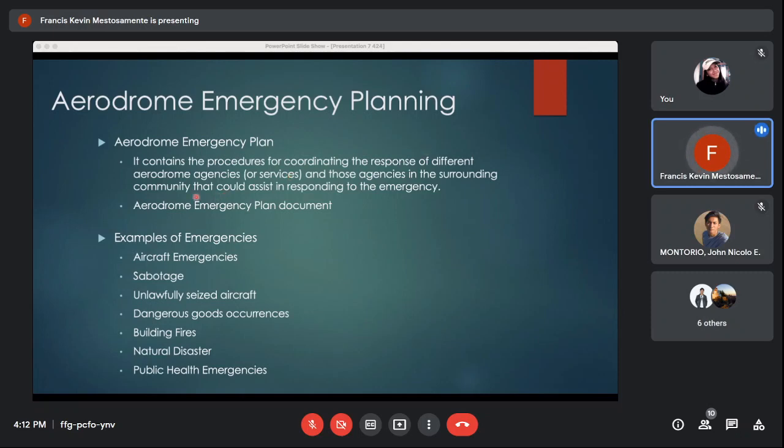Ang ating namang aerodrome emergency plan document. So dapat ready din yan. We have specific information that should be contained on that plan document. So ano-ano to? We have five. So type ng emergency kung saan nakaplano tong document na to. So marami tayong mga emergency. We'll be discussing it later.